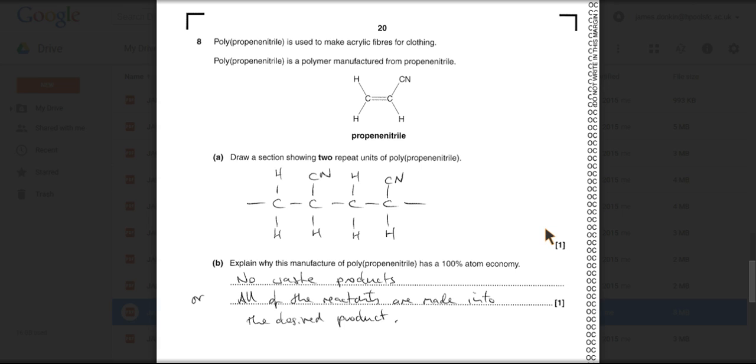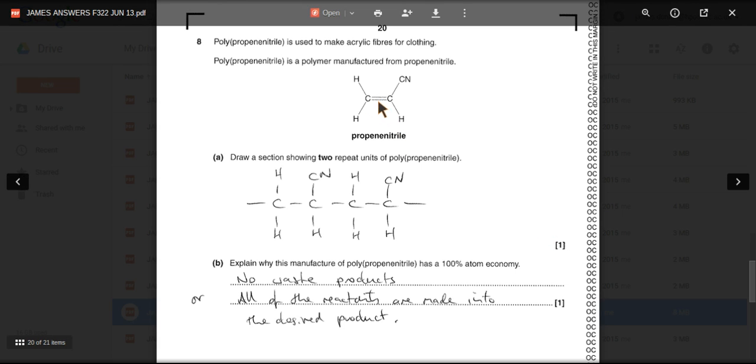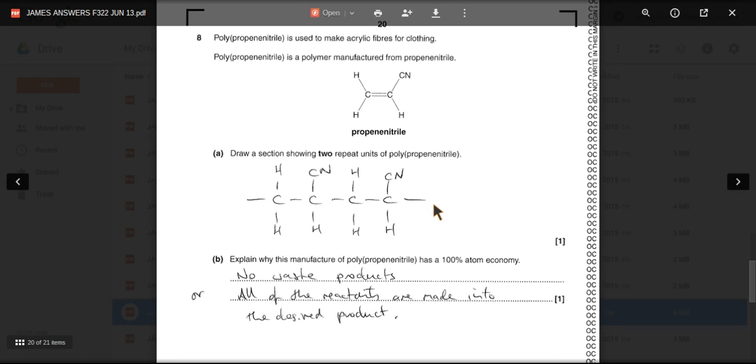polypropane nitrile. So we're going to break this double bond open and have the bonds either side of the carbon-carbon double bond. So there's one repeat, and we just draw another one joined to that. But don't forget these bonds must extend, and that is telling the examiner that you know that this just continues.